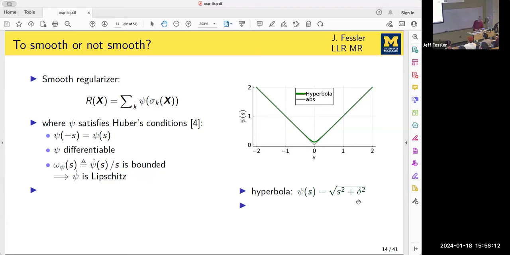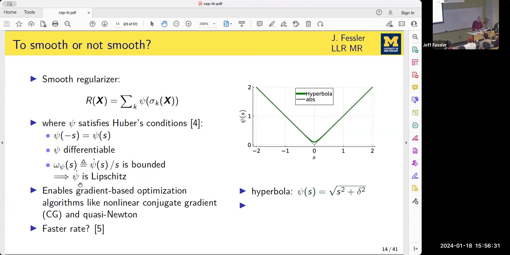There are a few properties of this hyperbola and other functions in that class. There are Huber's conditions. It's symmetric, differentiable. The derivative of that function divided by its argument, which is a kind of weighting function, is bounded. And the derivative of the function is also Lipschitz. So it's what we call a smooth function. And if we use this kind of regularizer instead of the nuclear norm, now we can apply quasi-Newton and other gradient-based methods.